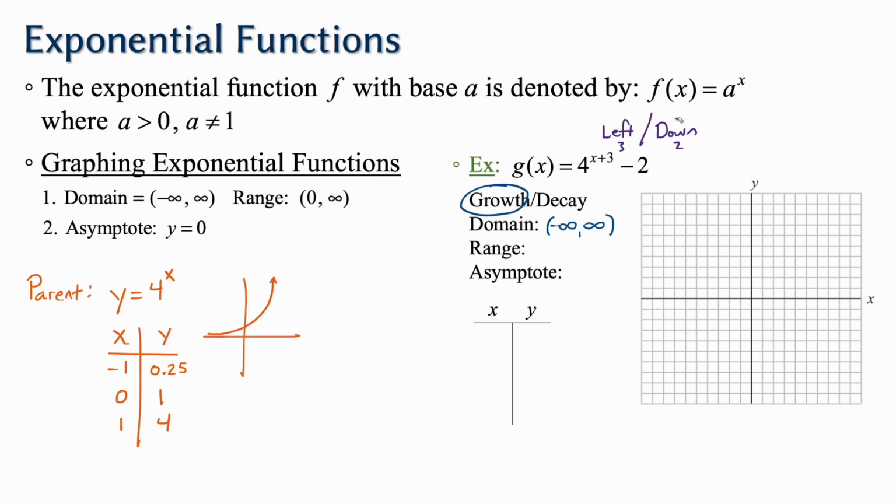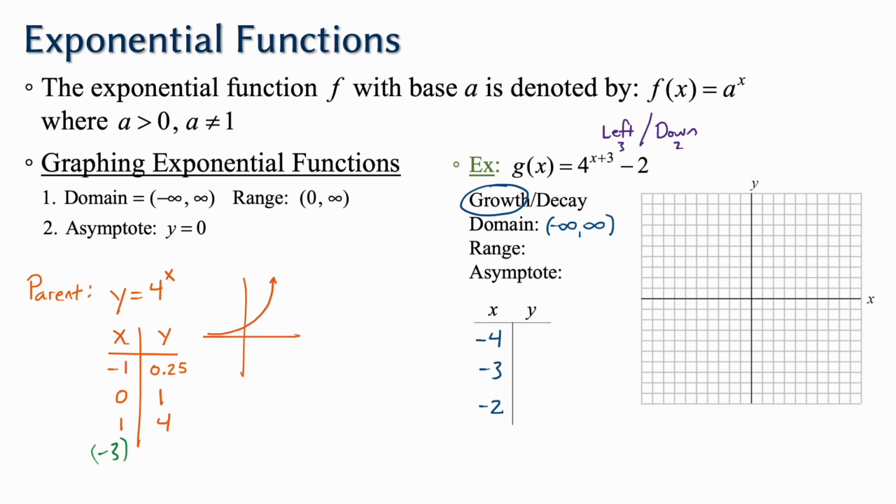So to get our ordered pairs, since left 3 is the horizontal, we're going to take all of these numbers and move them left 3. To go left 3, that just means we subtract 3 from them. So if I take -1, 0, and 1 for the x's, and subtract 3 from every single one, that's going to give me the ordered pairs. -1 minus 3 is -4. 0 minus 3, of course, is -3. And 1 minus 3 is -2.